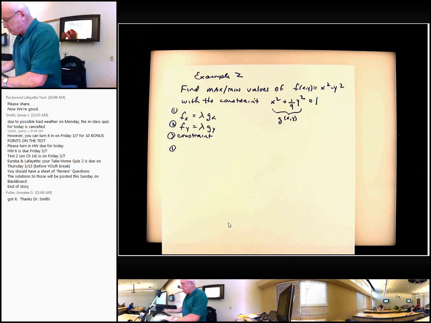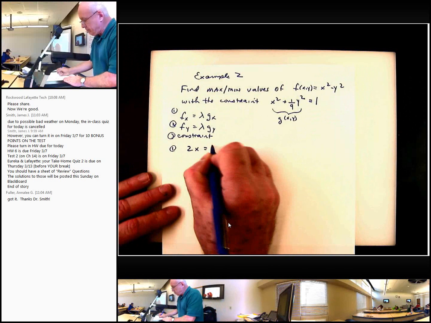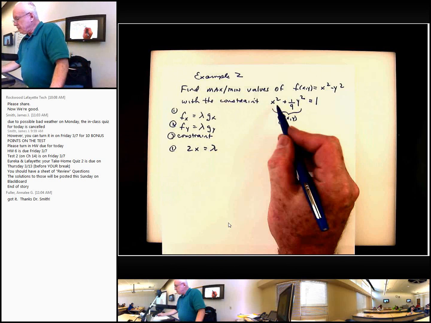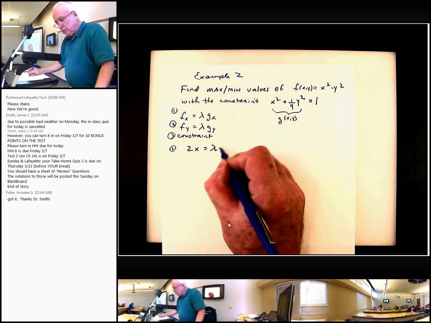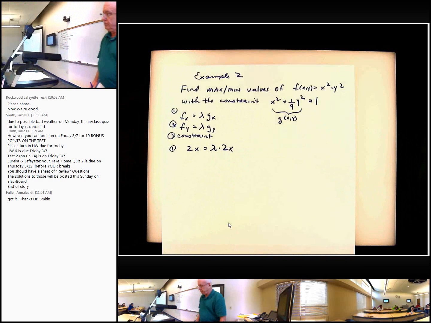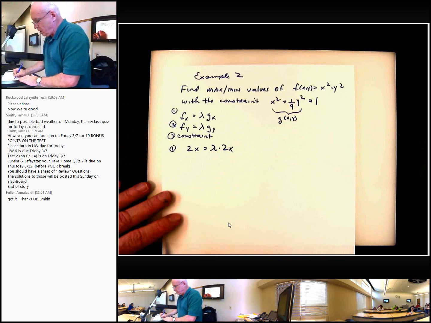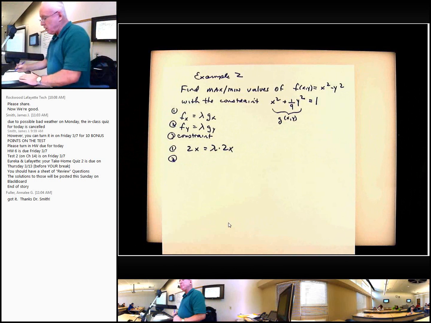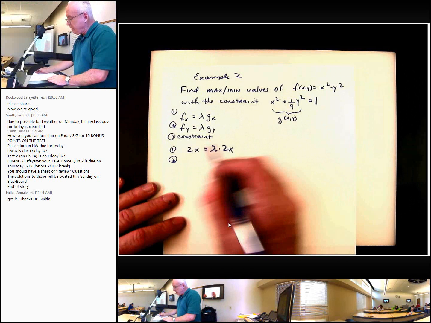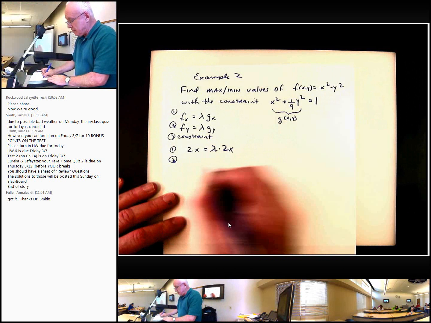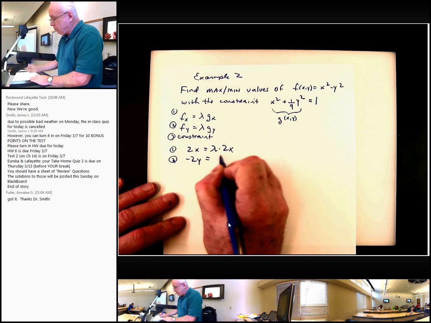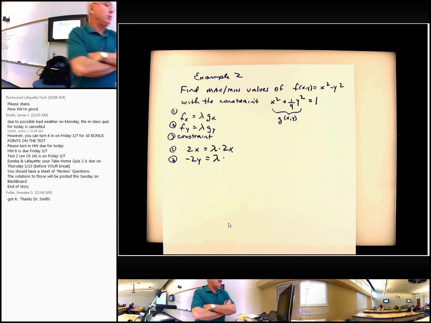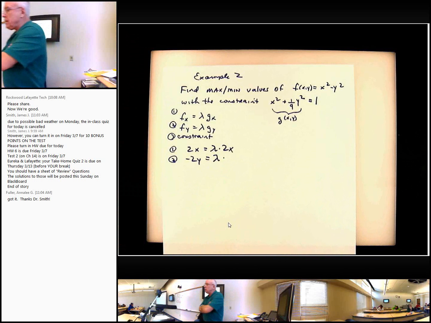Okay, so number 1, here's our fx, the derivative with respect to x is going to be 2x equals lambda, and then gx, the derivative with respect to x is also 2x. Then we have our second equation, fy equals lambda gy. Fy now, be careful, there's a minus sign here, is minus 2y equals lambda. And now the gy, we've got a fraction there in front, that's going to be 2/9 y.